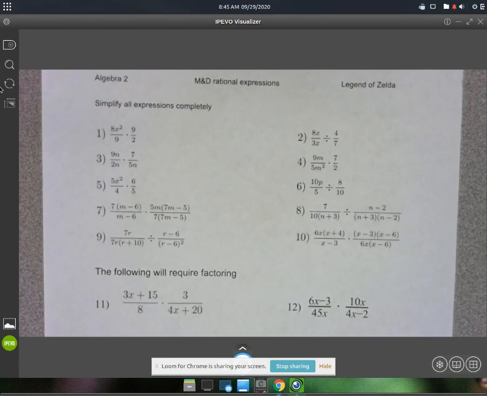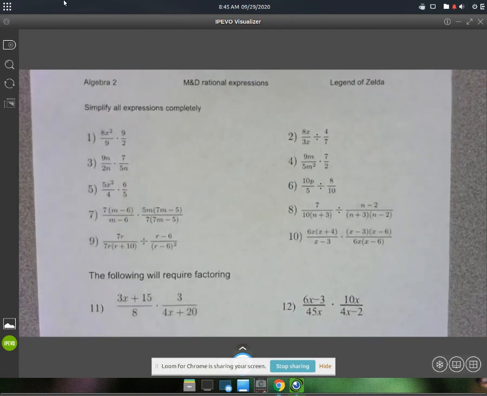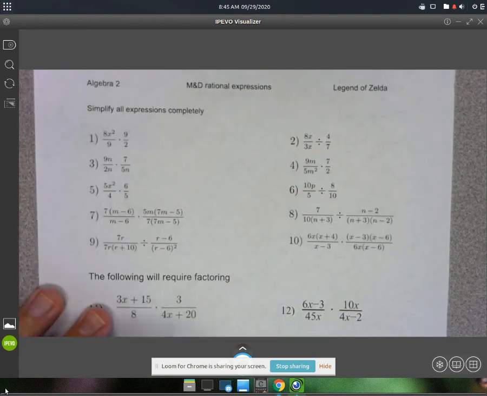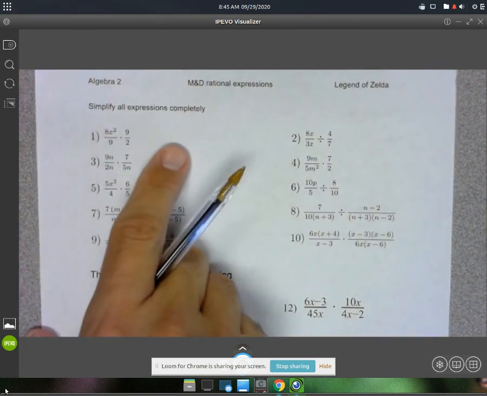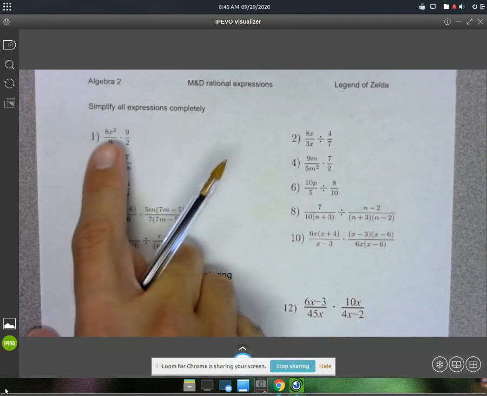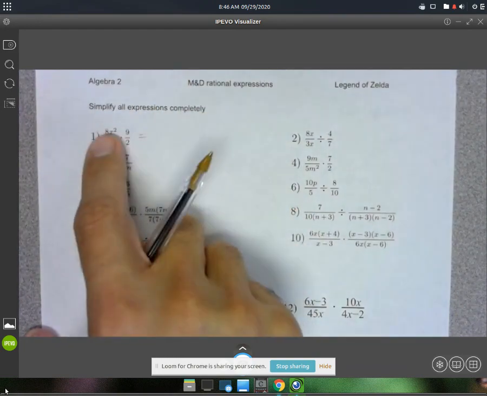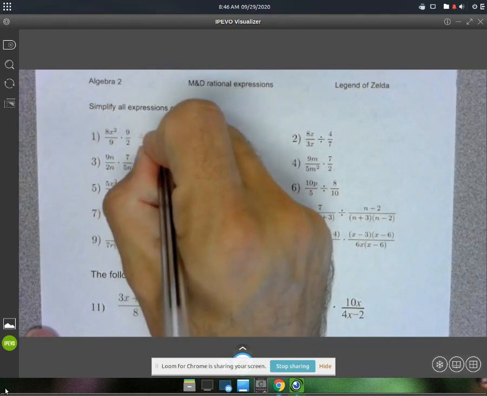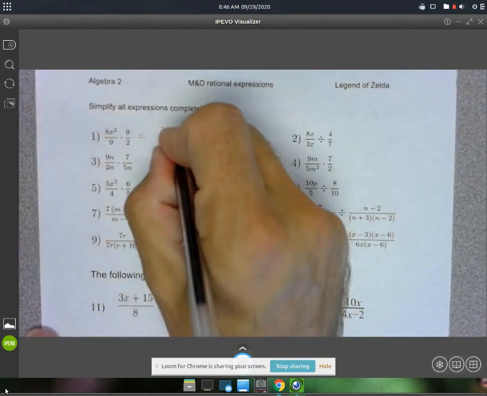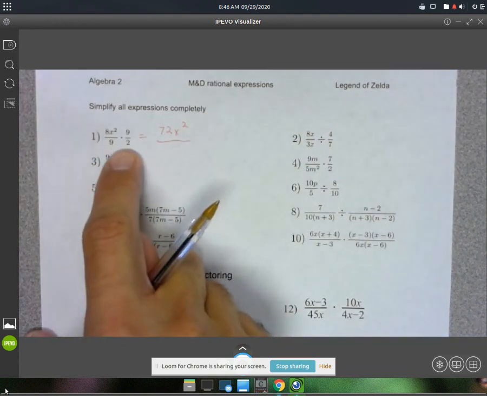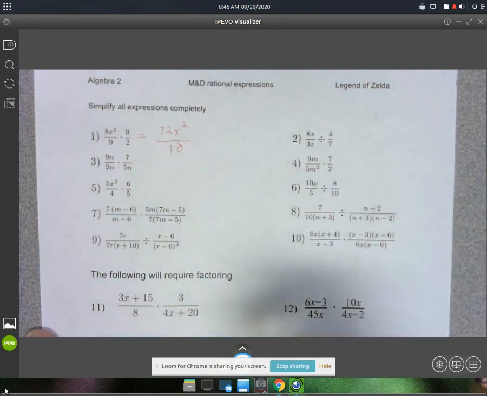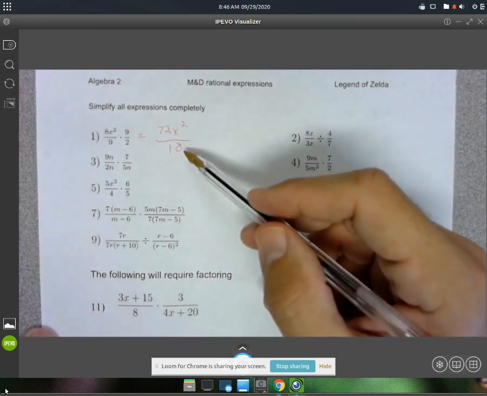All right, so that paper is going to work a couple of these with you to hopefully give you an idea for how to do these. So when you're multiplying these, basically you can multiply straight across. So you would get 8 times 9 is 72, and then you just have that x squared there. And then on the bottom, you have 9 times 2, so that's 18. And then you can just simplify this fraction, is what you could do.